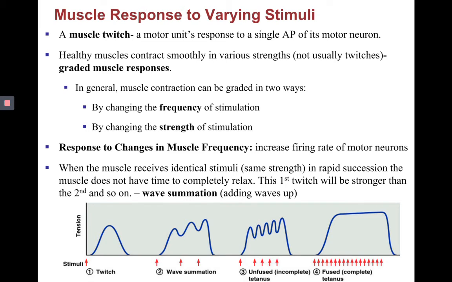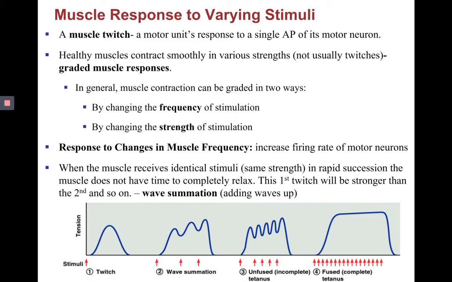There's different types of wave summation. You have a single action potential, of course, which is a twitch showing no wave summation, all the way up to fused or complete tetanus. But unfused or incomplete tetanus is a little bit more common than fused complete tetanus. So what we're seeing is that the number of cross bridges formed between actin and myosin is responsible for determining the amount of tension produced by a muscle.